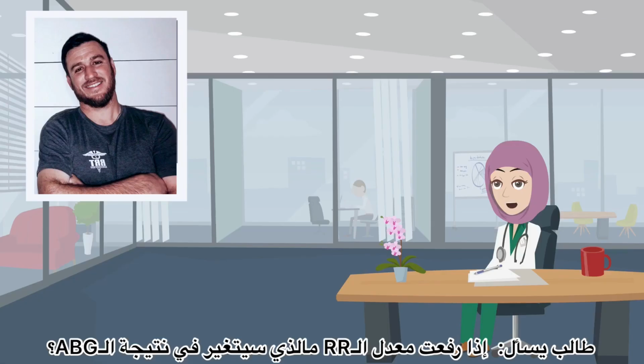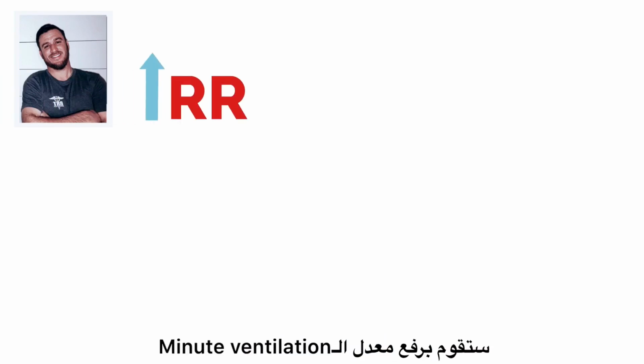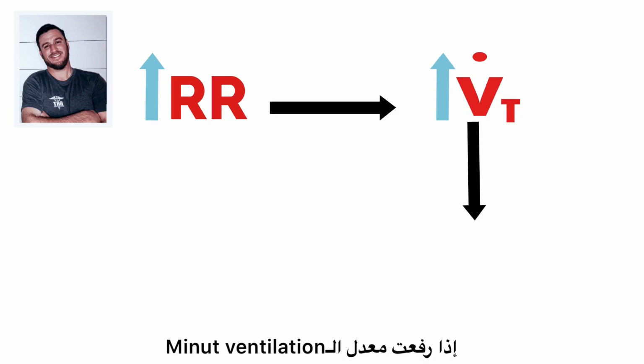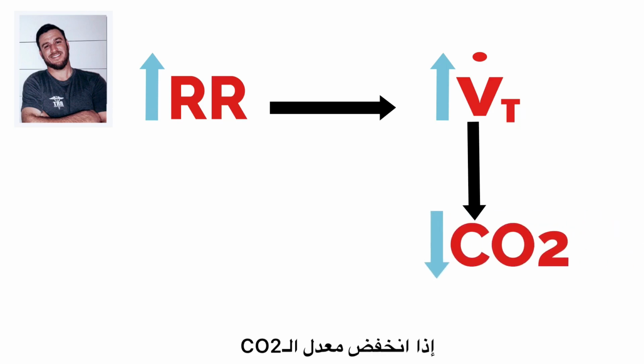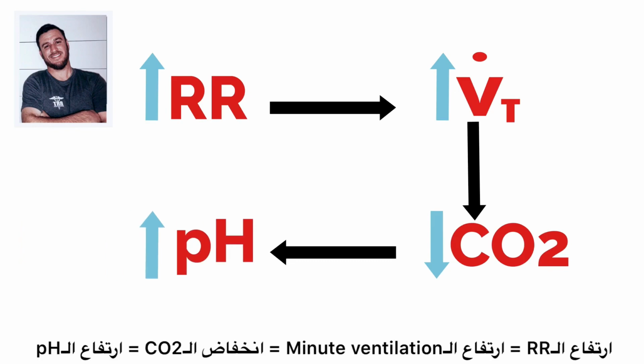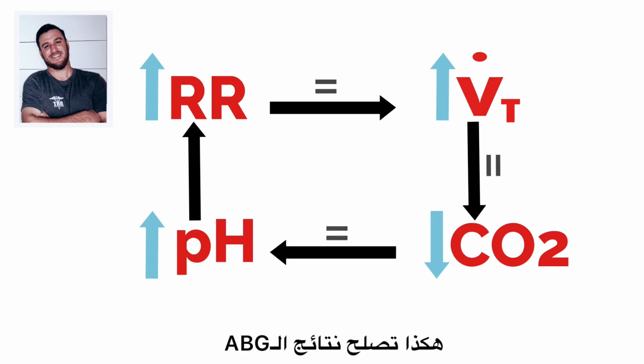Good question. A student is asking, if I increase the respiratory rate, what will I change in the ABG result of my patient? If you increase the respiratory rate, then you're going to increase minute ventilation. If you increase minute ventilation, you will decrease carbon dioxide. If you decrease carbon dioxide, you increase pH. That's your answer. Increased rate equals increased minute ventilation equals decreased CO2 equals increased pH. That's how it'll affect your ABG.